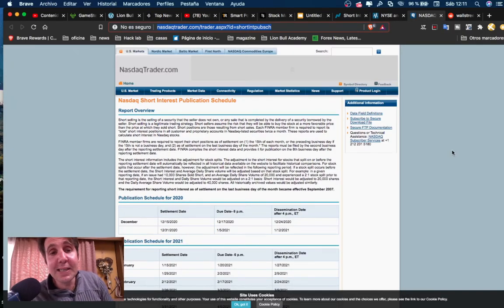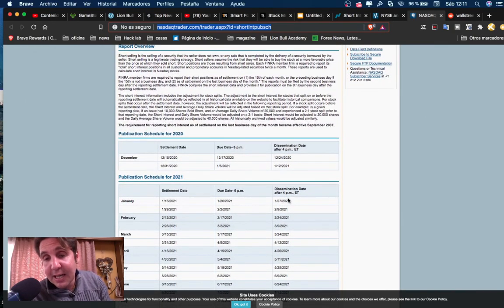And number 3 will be NASDAQtrader.com, where you can see the schedule for the publication. It means every 2 weeks, normally, you can see here the dates when this information comes out. Like this, you know where the shorts are. The bad part of this one is that you don't know in real time. You know only every 2 weeks. So keep this in mind when you're searching for shorts to cover, when you're searching for shorts to attack.